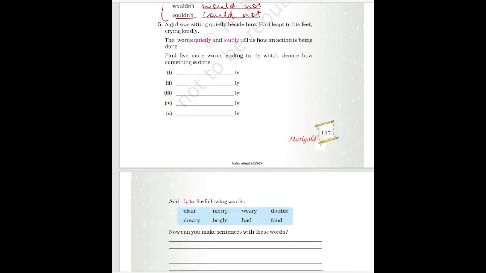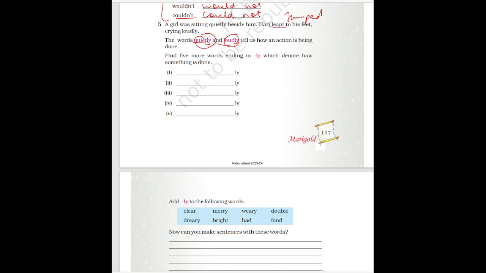Then the next one is, a girl was sitting quietly beside him. Hari leaped to his feet. Leaped means jumped. While explaining, I have said you. Okay. Hari jumped to his feet, crying loudly. The words quietly and loudly tell us how an action is being done. Find five more words ending in ly which denote how something is done. See here, quietly and loudly end with ly. So you have to find some more words which end with ly.